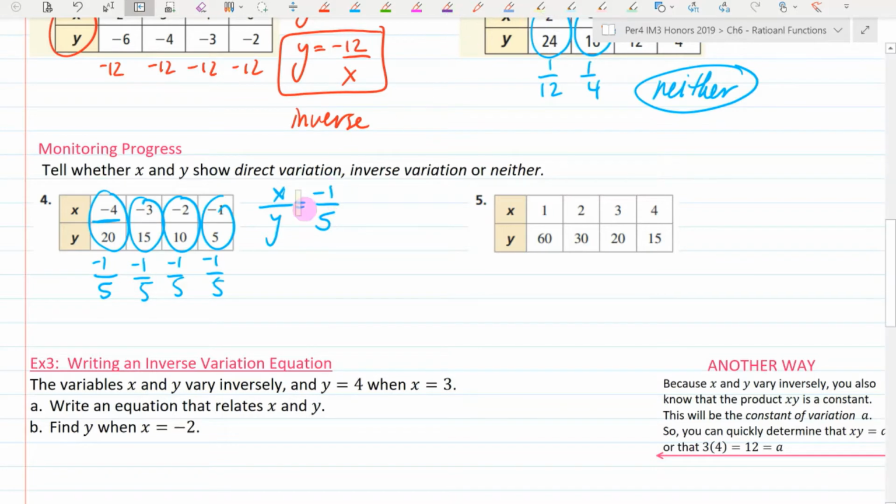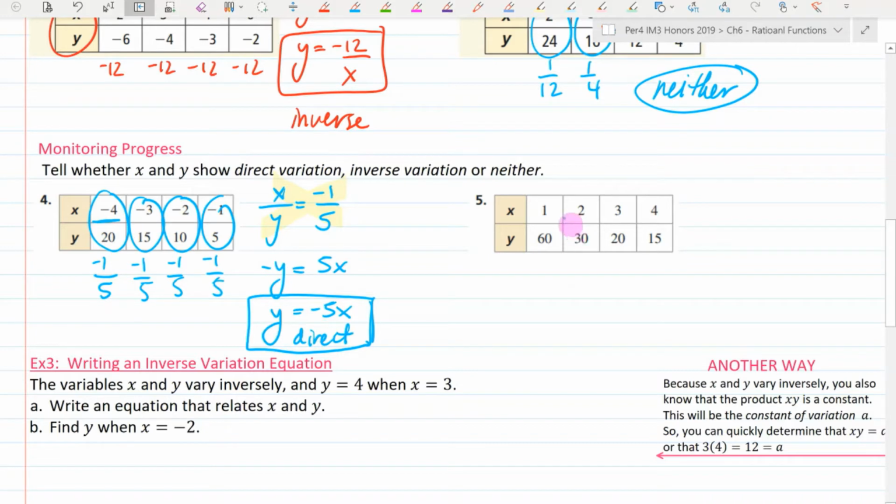So I'm actually going to cross multiply here, and I'm going to get negative y is equal to 5x. So y is equal to negative 5x. So this is direct variation. Okay. You can see that they have each divided to the same thing.